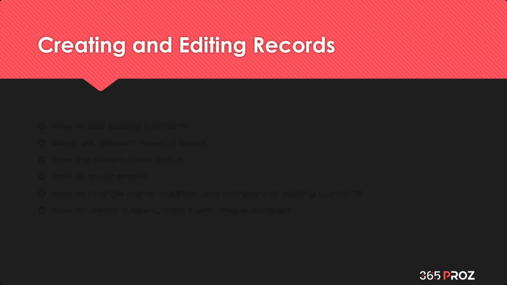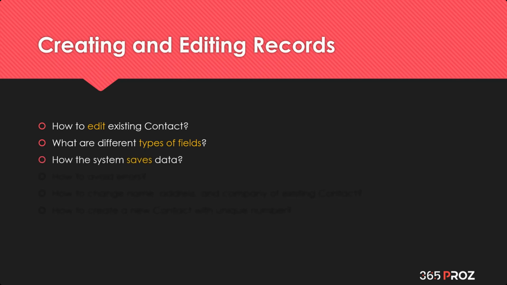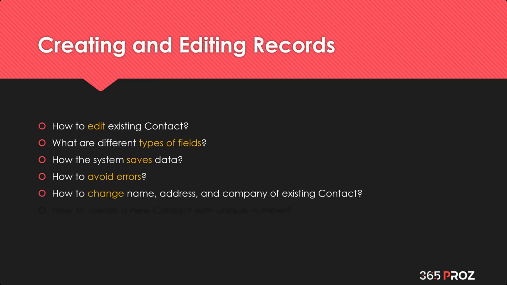Now, in this lecture, we will show you how to edit and create contacts in Business Central. You will also learn about different types of fields, how the system saves data, and how to avoid errors. You will also see how to change the name, the address, and company of an existing contact, and how you can create a new contact with a unique number.